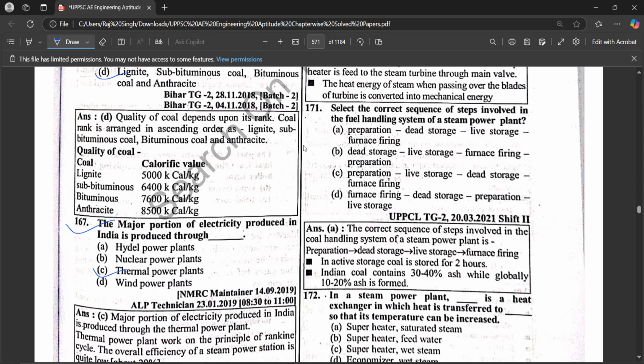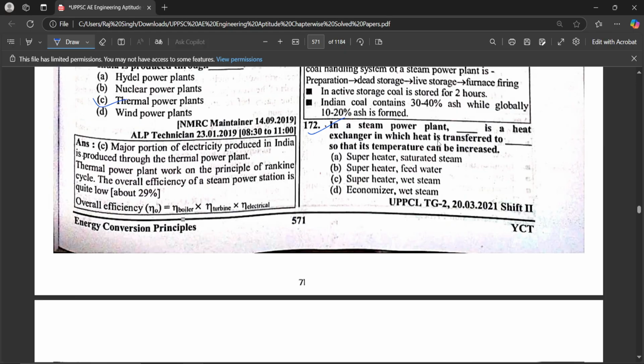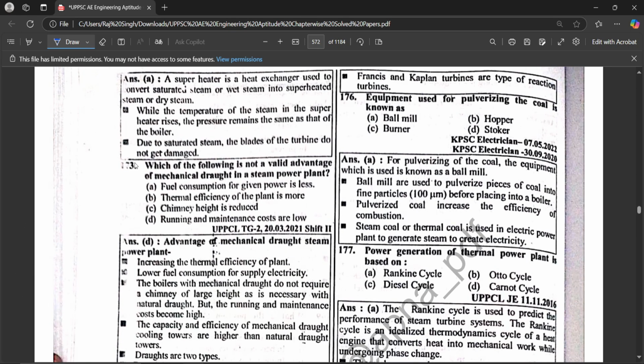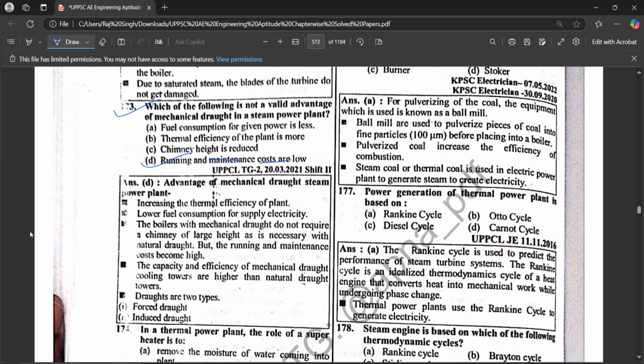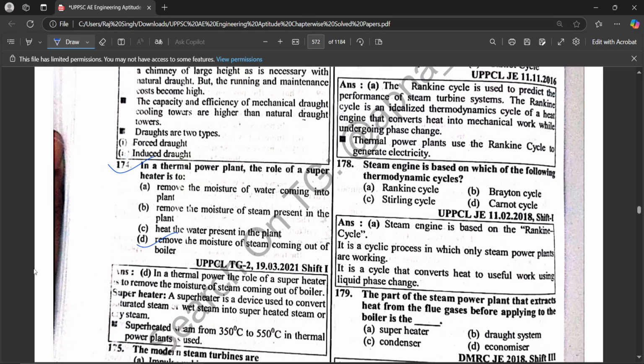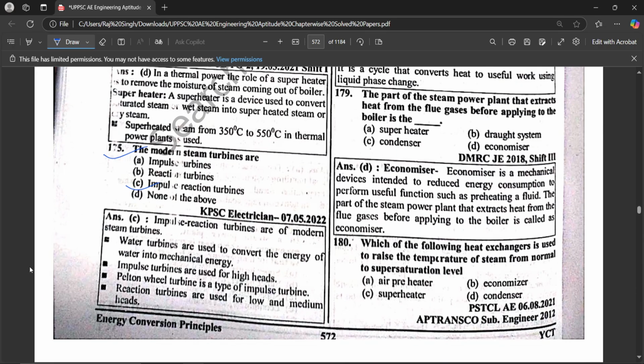Select the correct sequence of steps involved in the fuel handling system of a steam power plant: preparation, dead storage, live storage, furnace firing. In a steam power plant, the superheater is a heat exchanger in which heat is transferred to saturated steam so that its temperature can be increased. Which of the following is not a valid advantage of mechanical draft in a steam power plant? Running and maintenance costs are low. In a thermal power plant, the role of the superheater is to remove moisture from the steam coming out of the boiler. The modern steam turbines are impulse reaction turbines.